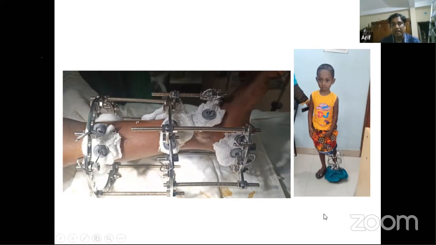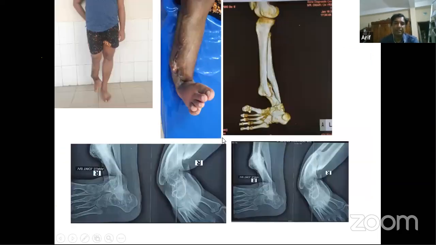calcaneum ring, and after some time I will remove these physeal wires and also remove all the rings. And now the deformity with LLD.